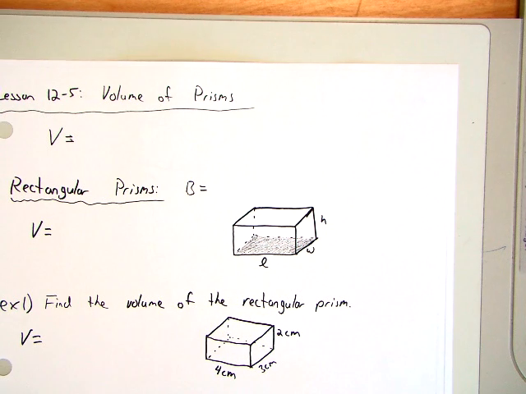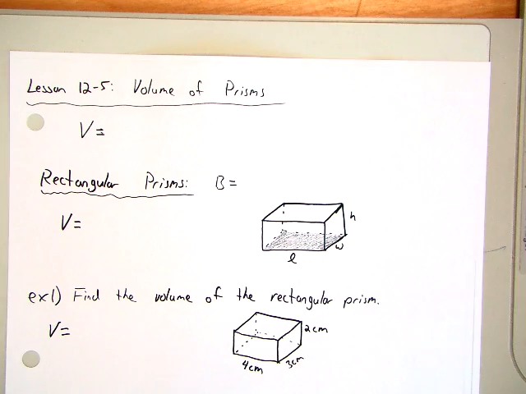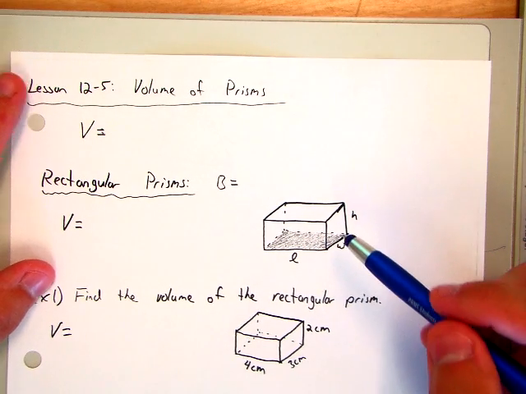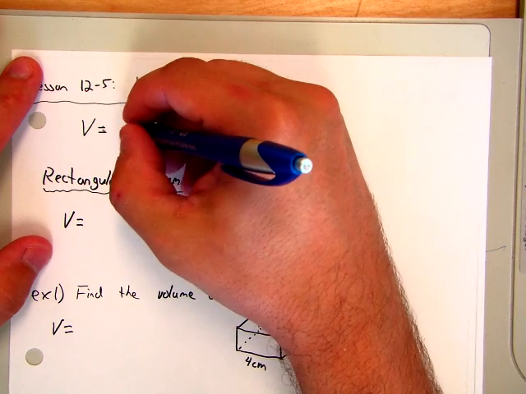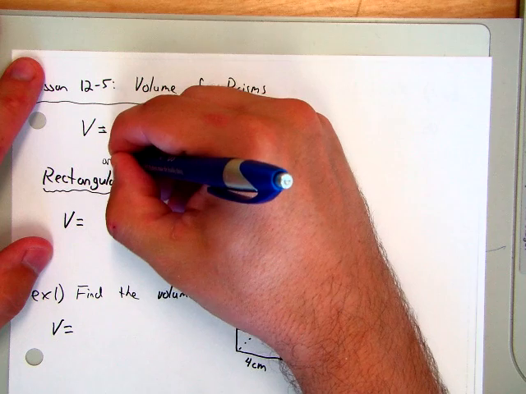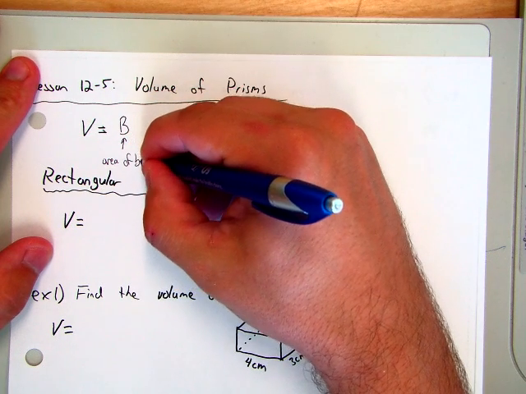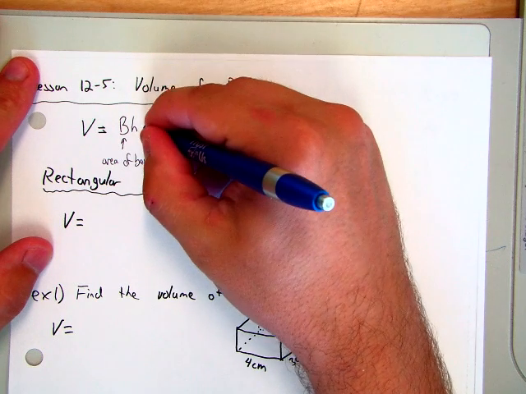All right, today we're going to be talking about Chapter 12, Lesson 5, Volume of Prisms. So when we're talking about volume, we're talking about how much stuff fits inside of a three-dimensional shape. So when we talk about volume, we want to look at the base first. And we show area of base by a big B. And then we multiply that by the height.